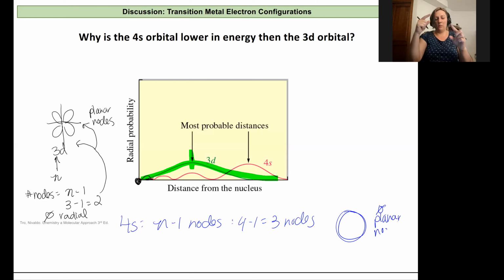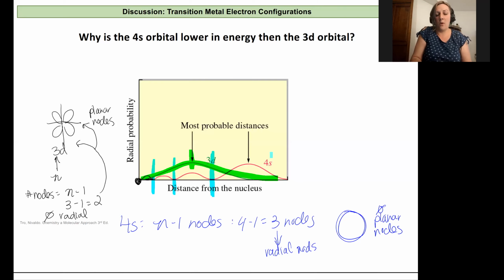And so thinking about that, that means that all 3 of these nodes right here are radial nodes, which means it's kind of like a gobstopper. There's like a sphere of zero probability that the electron can be embedded within that orbital. And there's actually 3 of those spheres further and further out. They're represented right here where that radial probability of electrons existing hits 0 again. And so those are our 3 radial nodes for our 4s orbitals.